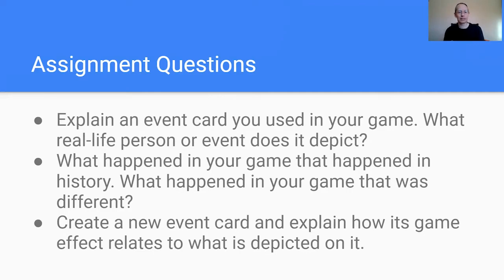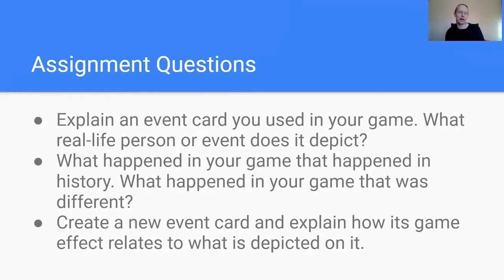Another thing I asked them is, what happened in your game that happened in history? What happened in your game that was different? And this could be anything, like a battle where it took place. There was a lot of Googling happening during games while we were playing this. I'd have students have a battle in a certain named area on the map. The next thing they're looking up, was there a battle there? And who won? So I'm getting answers like, oh, we had a battle here between the French and the British.